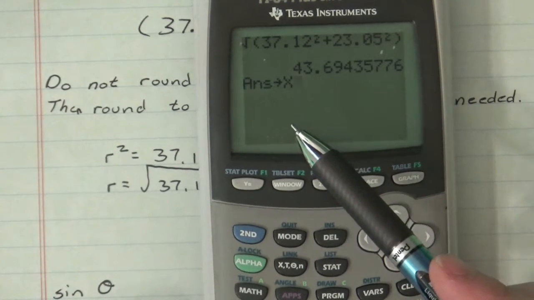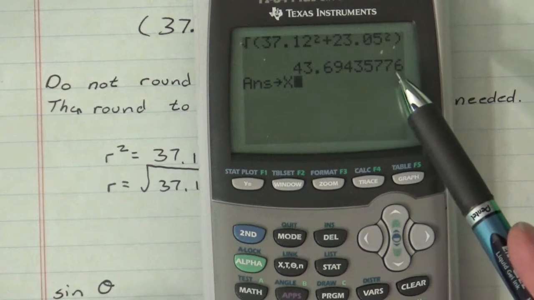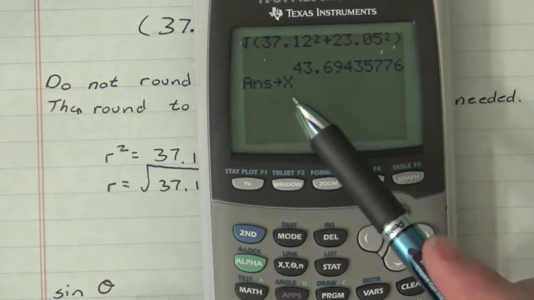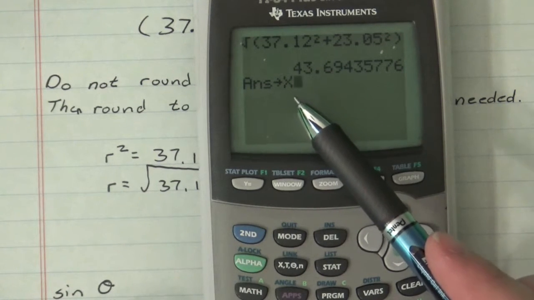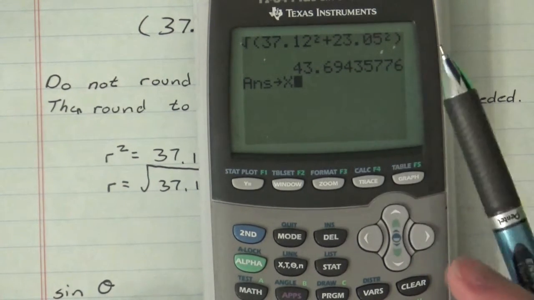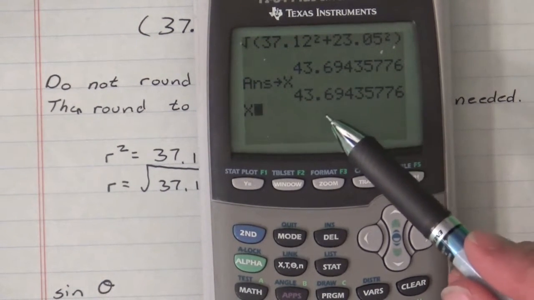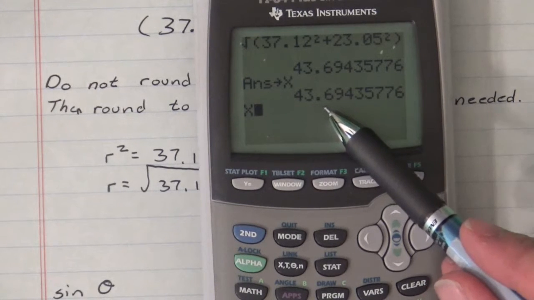Now what's happening in the calculator is this. The last answer you just got, which is this long 43 point something, is getting ready to be stored in your calculator as the variable X. So once you do that, hit enter. Now your calculator knows that every time you hit the button X, it needs to use this long-tailed number, 43 point something.